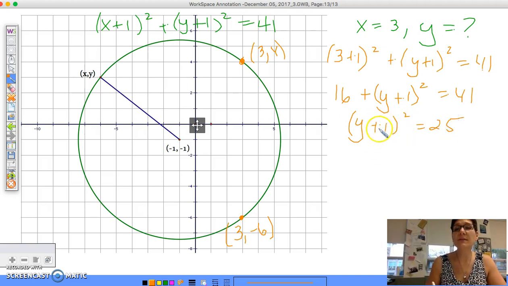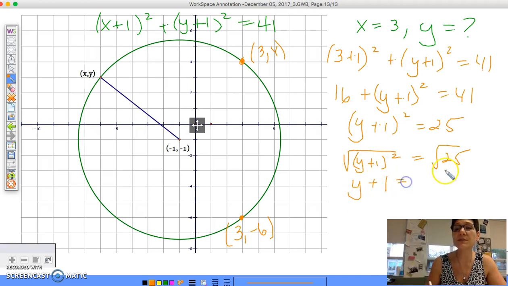So we're going to take the square root of both sides. The square root of y plus 1 squared is equal to the square root of 25. Now remember, when you take the square root, you come up with how many solutions? That's correct, you come up with 2. But the square root of something squared just becomes the guy inside. So that becomes y plus 1 equals plus or minus 5. This is what I like to do: I create 2 different equations. I'm going to do y plus 1 equals 5, and y plus 1 equals negative 5.